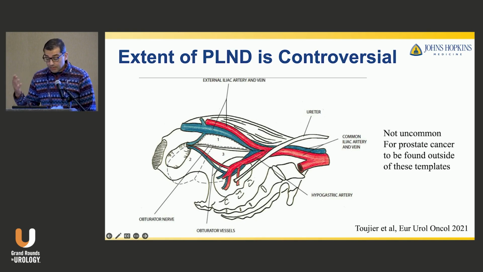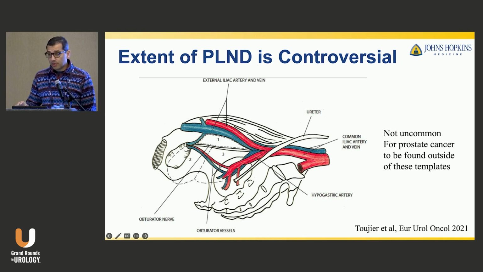But there's been some literature on what is a limited dissection. Typically that's an obturator fossa dissection. What's a standard dissection? That's the external iliac and the obturator. And then what's an extended lymphadenectomy? You'd add maybe the internal iliac area all the way up to where the ureter crosses. And then there are even more extended dissections that are discussed in the literature.